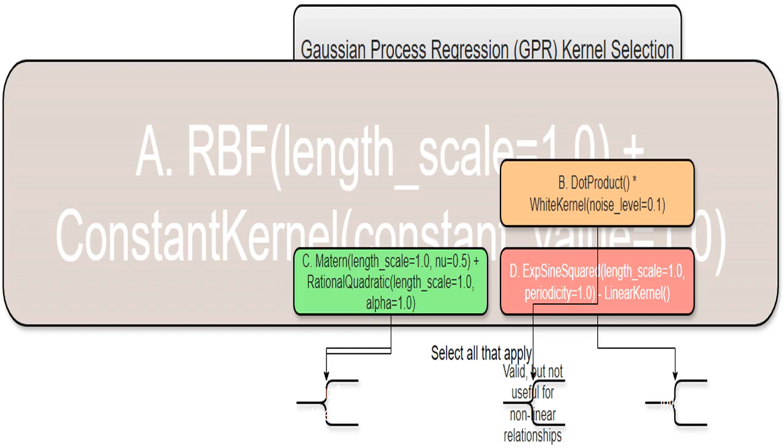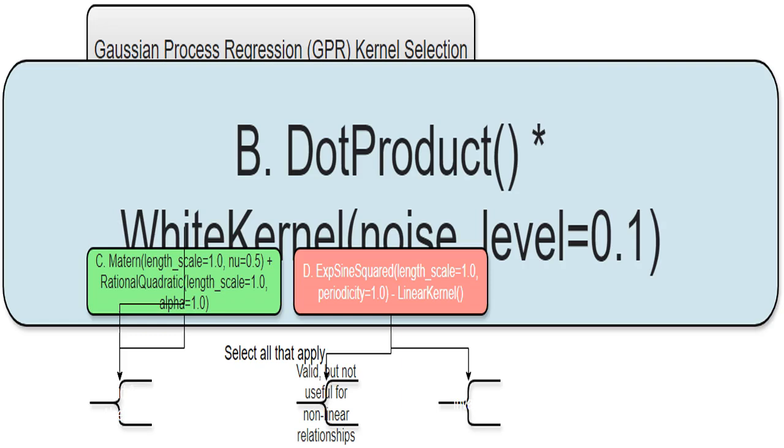This option combines a radial basis function kernel, RBF, which is great for modeling nonlinear relationships, with a constant kernel that adds a constant value. I find this a valid and commonly used combination. The RBF handles the curves, and the constant kernel helps adjust for any overall offset in the data. It's a good one.